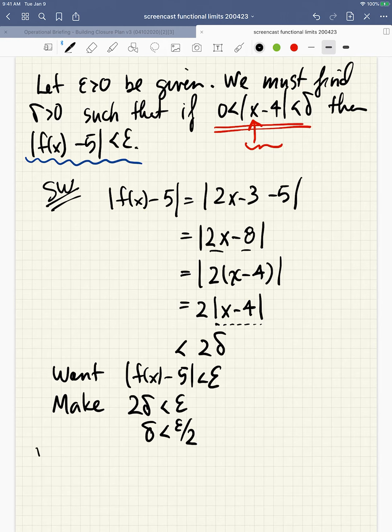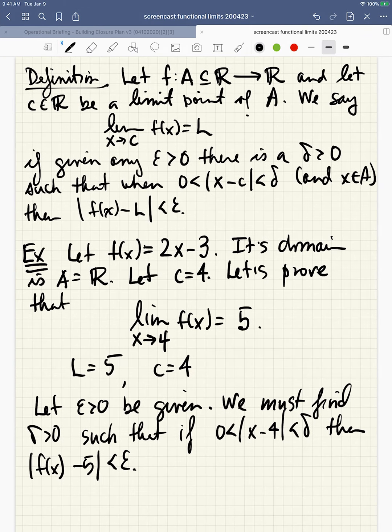Okay, so we're done with the scratch work. Let's continue the proof. Let me swipe back here. We started the proof here. So let's continue it. Let epsilon greater than 0 be given. We must find a delta such that that's true. Okay.